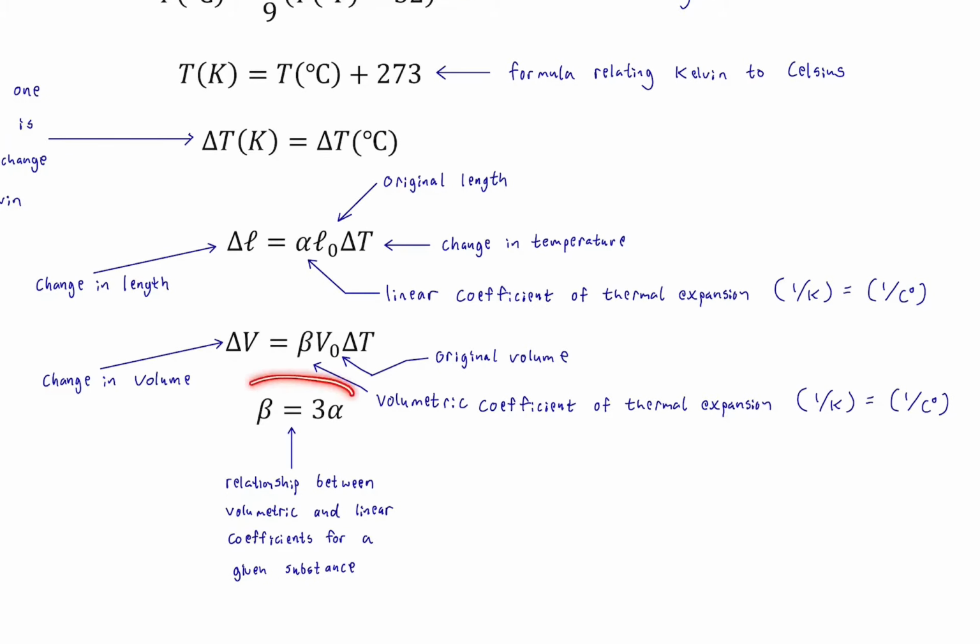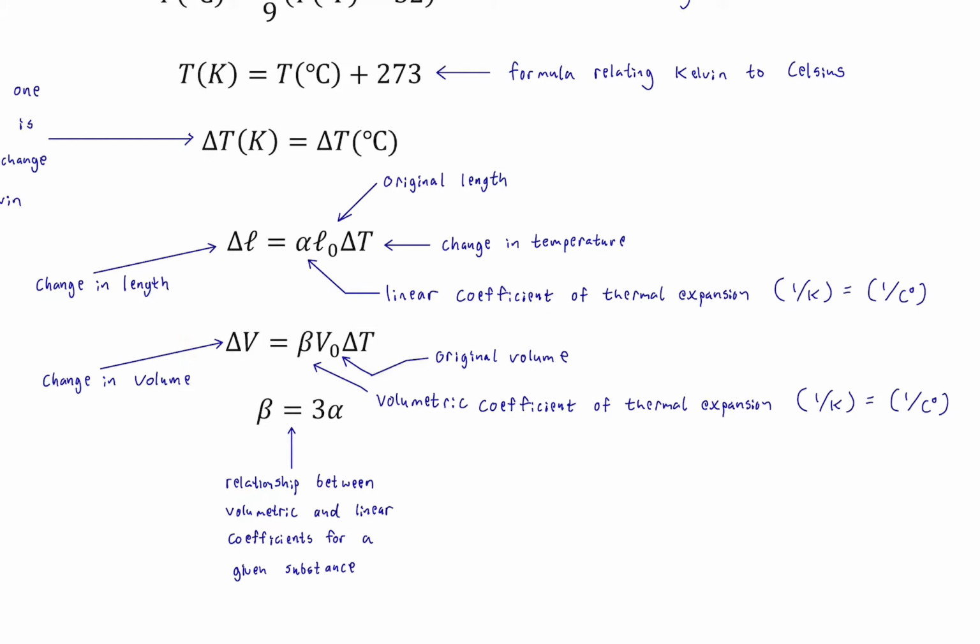And this can be proven. We won't do it here, but it can be shown that the relationship between the two must be that the volumetric coefficient has to be equal to 3 times the linear coefficient. Okay, so that's fine. Think of a block of metal. If I only care about it changing along one axis, then I would use my linear coefficient of expansion formula. On the other hand, if I care about the entire volume of the block changing, then I would use my volumetric relationship.